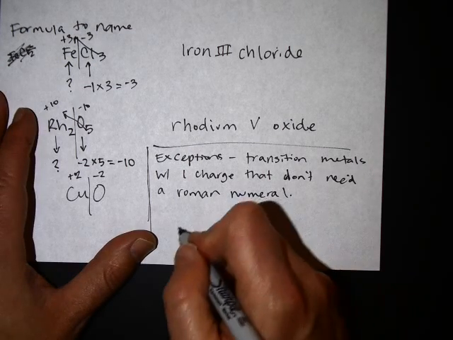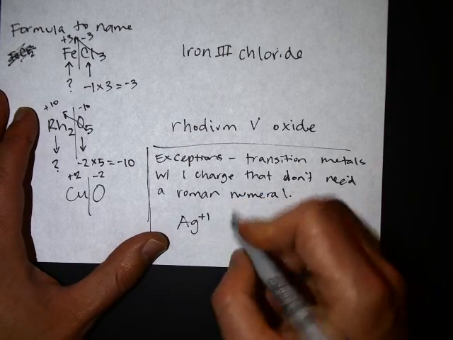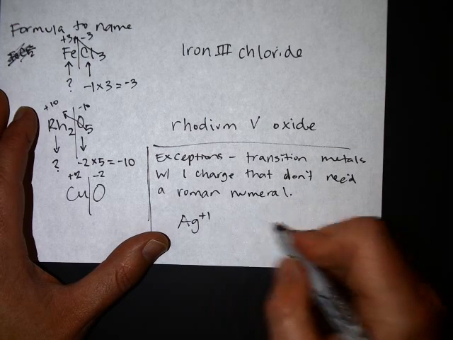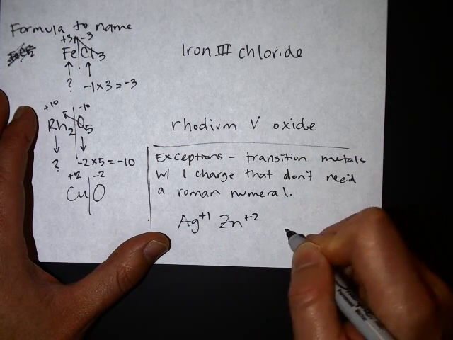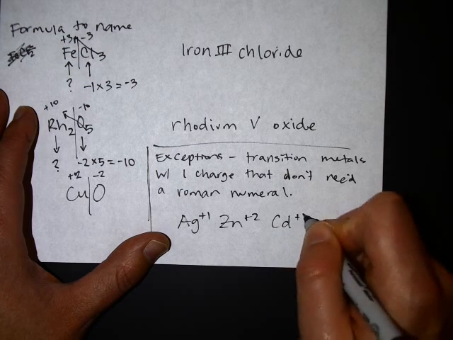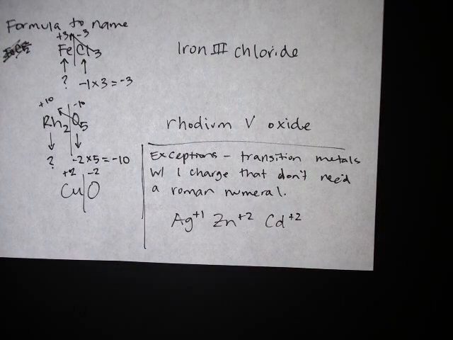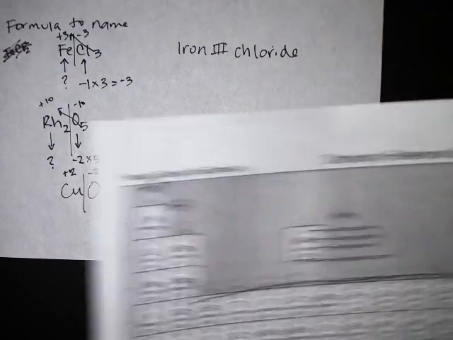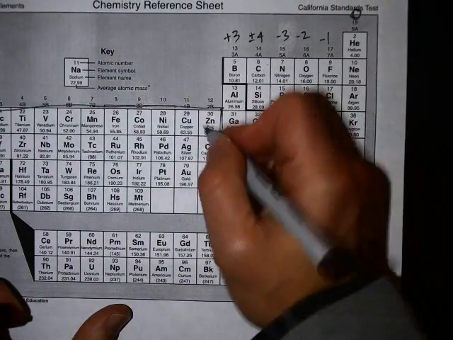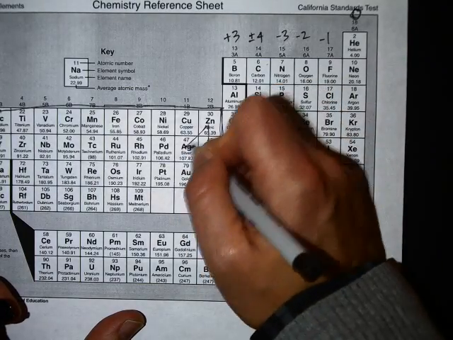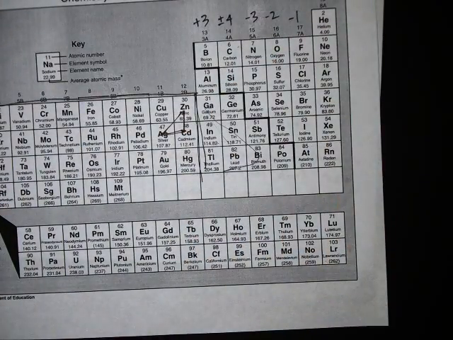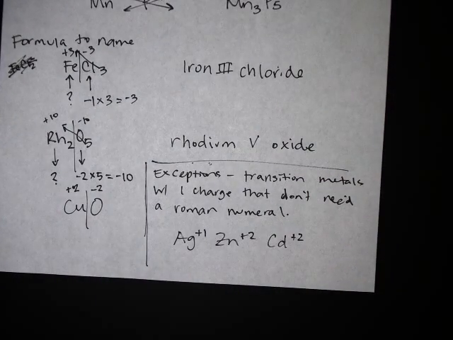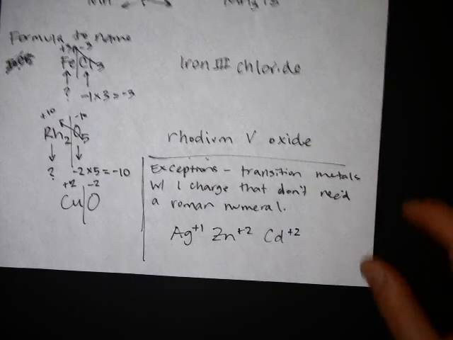Here they are. Silver is always +1. Zinc is always +2. And cadmium is always +2 as well. There are others, but those are the 3 most common that you won't need a Roman numeral for. Make a little triangle of exceptions. This whole chapter is exceptions, but that's kind of the start of it.